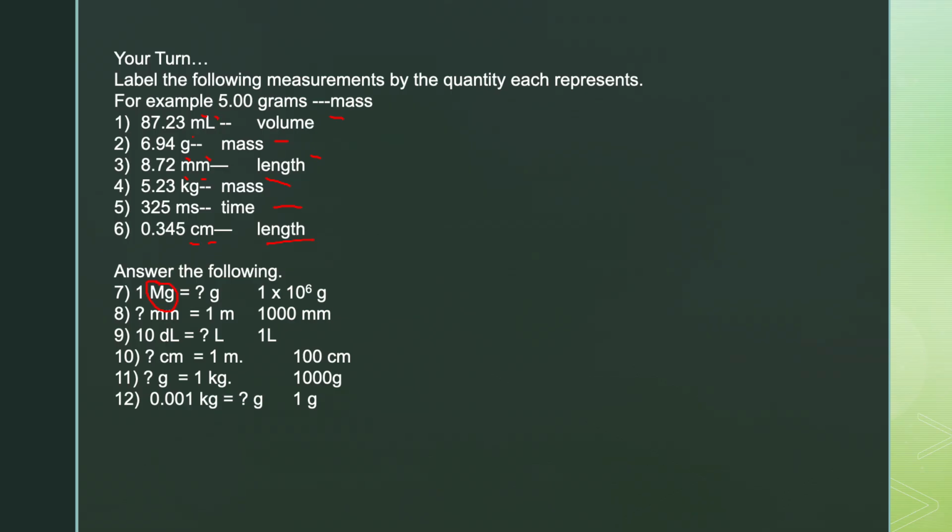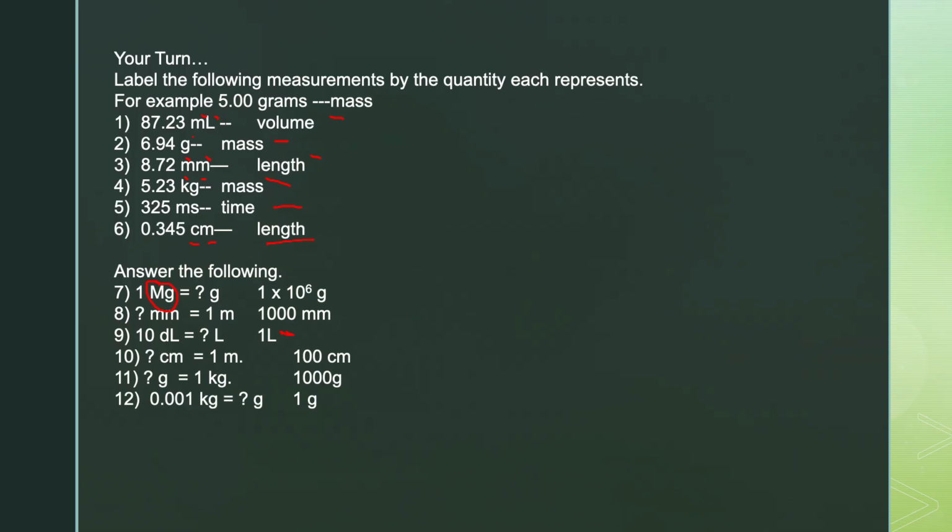On number 9, 10 deciliters. Deci, remember, was small. I have 10 of those small pieces to equal my 1 base unit, 1 liter. You can think deci-dime. Dime is 1/10 of a dollar. Deci-dime, 1/10 of a dollar. Might help. All right, for number 10, I have a meter, and I want to know how many centimeters that is. Remember, centi is small, so I need to have how many of those small centis. Centi means 100th. I need 100 centimeters to equal my 1 meter.